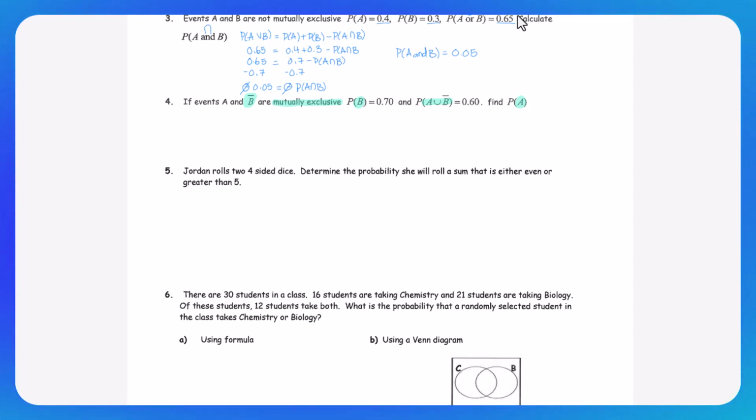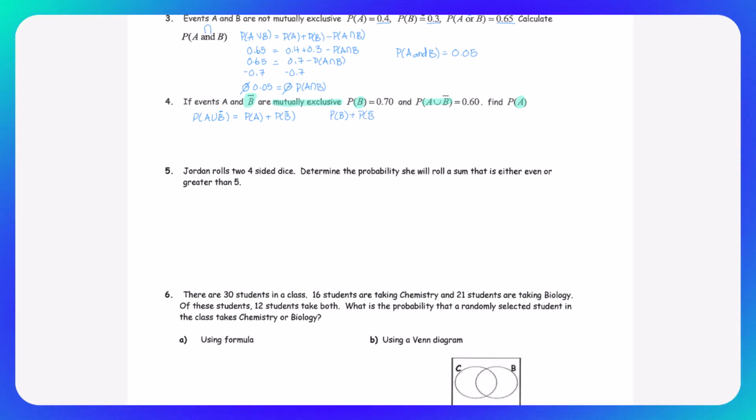Well, the first thing we need to figure out is if we're going to use the mutually exclusive formula, which would be the probability of A union not B, and I go with that because that's what we've been given as a union value. That would be the probability of A plus the probability of not B. So before we use this formula, we have to find the probability of not B.